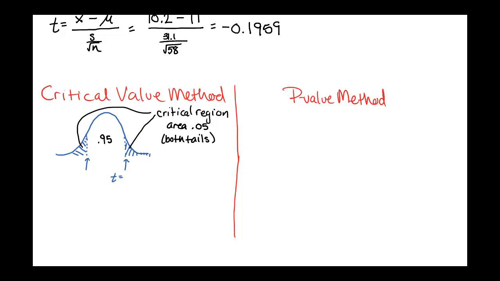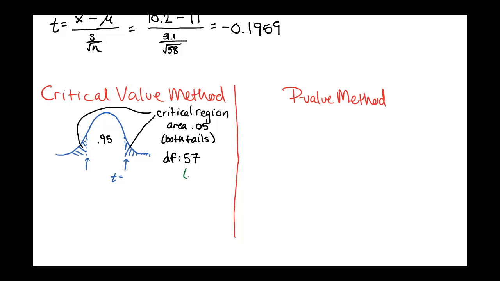So if we look in the t-score table, we're going to be looking for area in two tails of 0.05, and our degrees of freedom in this case, just like with the confidence intervals, is one less than our sample size, which in this case would be 57. Now, if you look in the table, there isn't actually a 57 degrees of freedom. It doesn't have anything between 50 and 60. So typically we're just going to use whichever is closer.